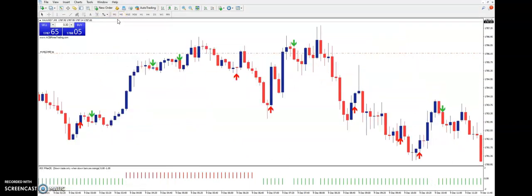So I close the navigator, and basically you will see that the red arrow is there and the green arrow is there. The RSI filter has been added. When the RSI filter is on the top, we know that we are selling. When the RSI is at the bottom, we are buying.